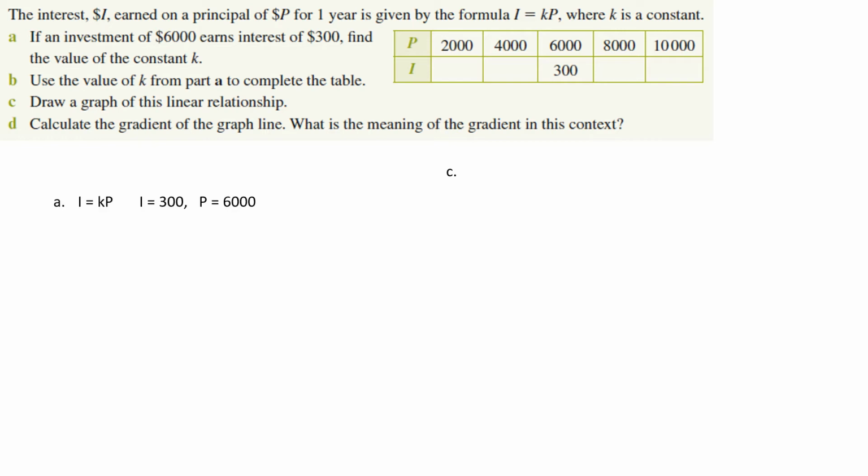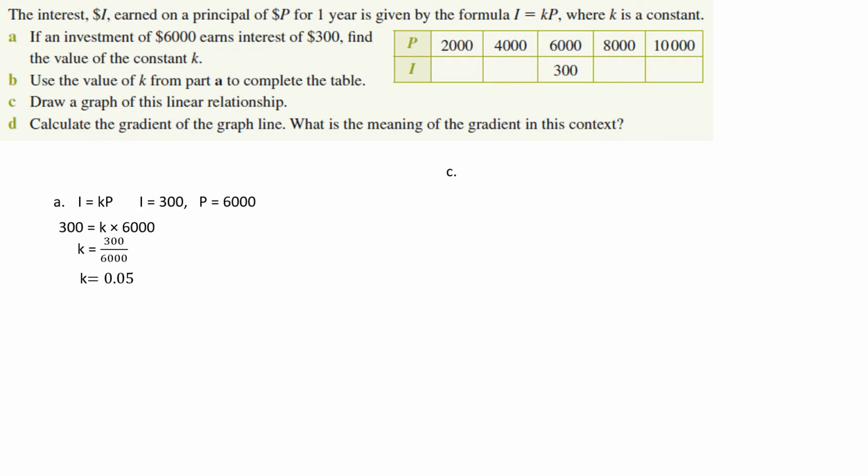So we're told that I equals KP. We know I equals $300 because we're told that the interest earned is $300, and the amount invested was $6,000. So the principal was $6,000, or P equals $6,000. If we sub those in, we get 300 equals K times 6,000. From there, we will divide by 6,000 to get K on its own. And we get K equals 300 divided by 6,000. K equals 0.05.